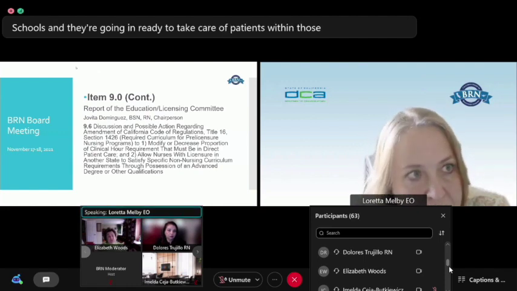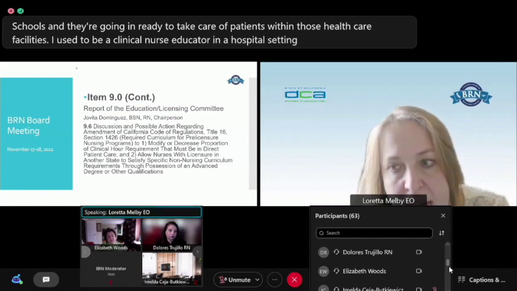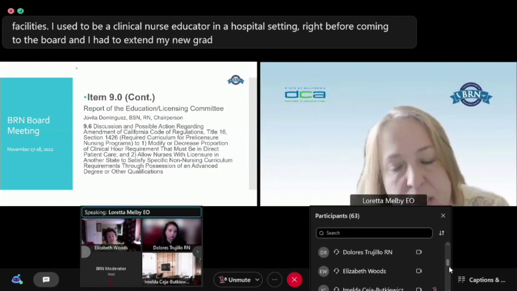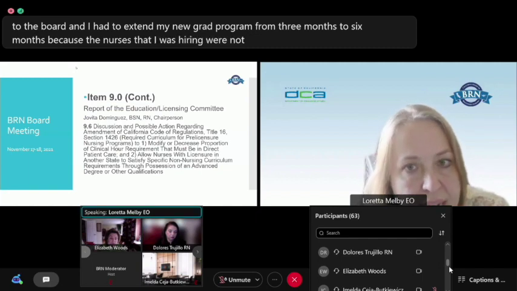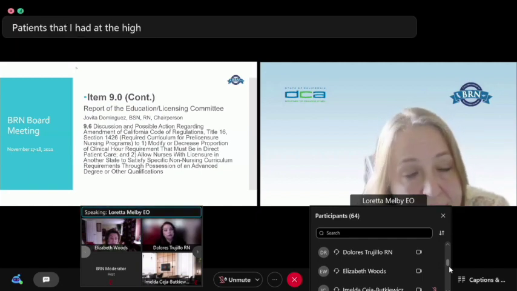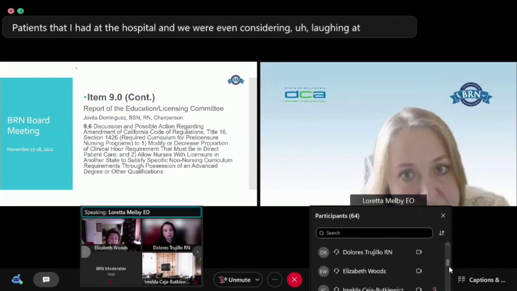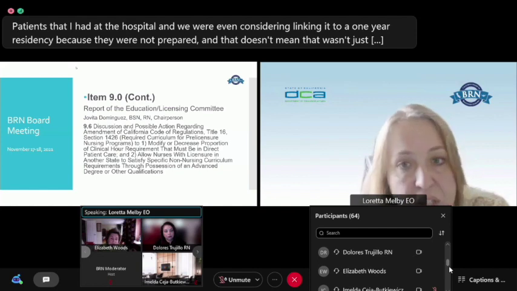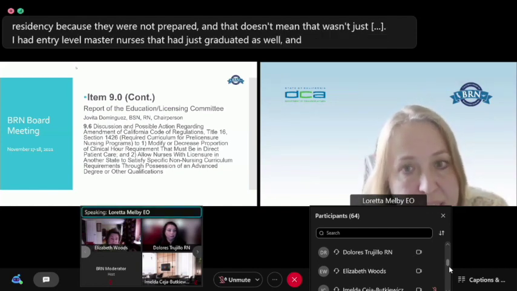I used to be a clinical nurse educator in a hospital setting right before coming to the board. And I had to extend my new grad program from 3 months to 6 months because the nurses that I was hiring were not ready to take the patients that I had at the hospital. And we were even considering lengthening it to a 1-year residency, because they were not prepared. And that wasn't just ADN. I had entry-level master nurses that had just graduated as well, and BSNs. It was not different from the different degree types.